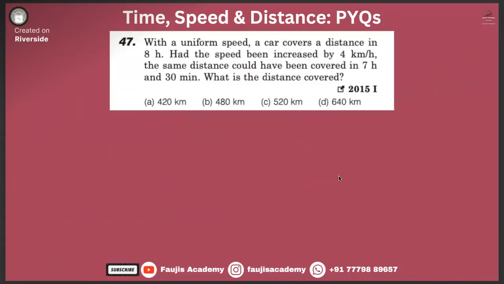With a uniform speed, a car covers a distance in 8 hours. Had the speed been increased by 4 kmph, the same distance would have been covered in 7 hours and 30 minutes. Can you solve this question? Take 1 minute of your time.